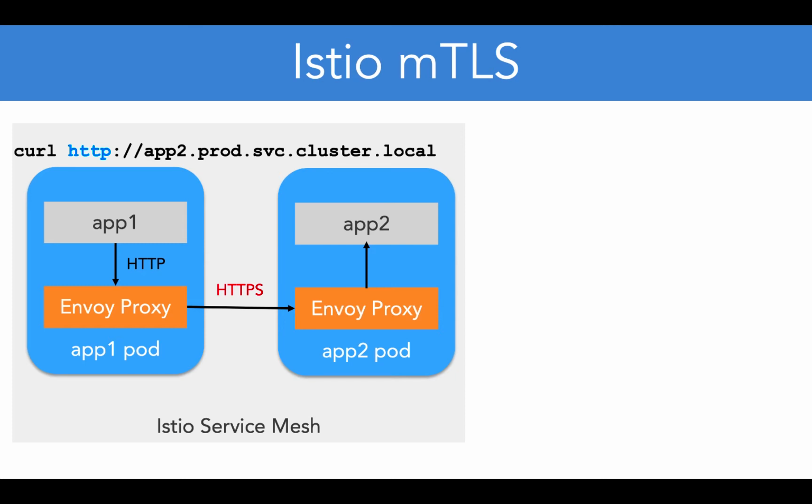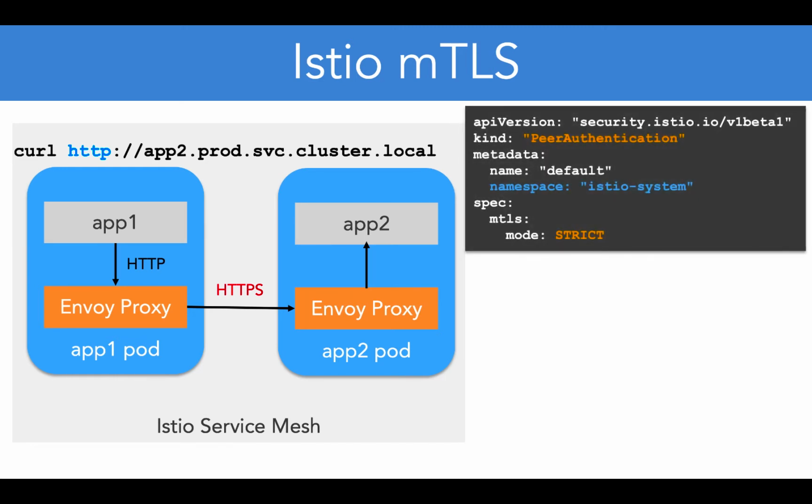Now the thing here that you might have noticed, even though we used curl HTTP, not HTTPS, Istio allowed the traffic and it was automatically transformed to HTTPS. This is called permissive mode. So even if you make a call with HTTP, Istio will allow that call, but you can change it to strict using an object called peer authentication.